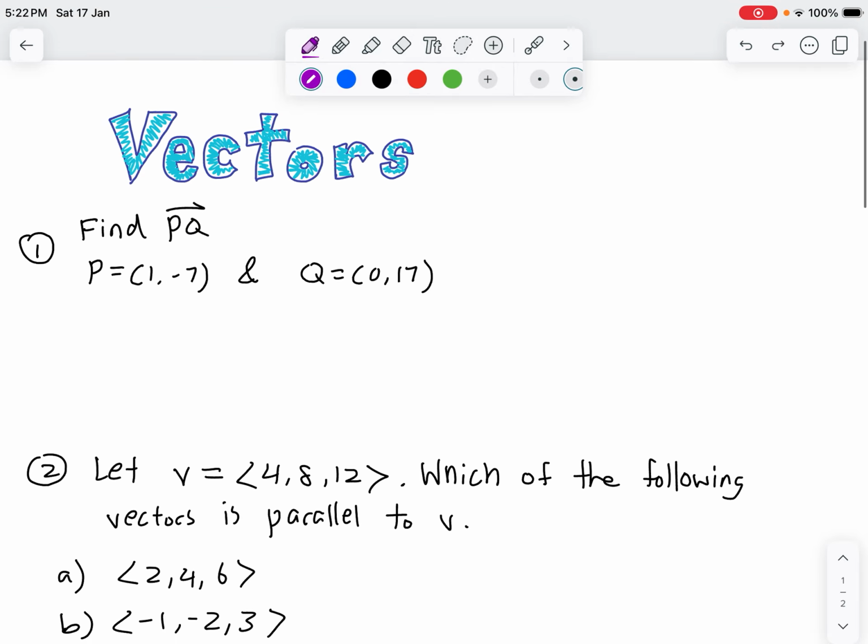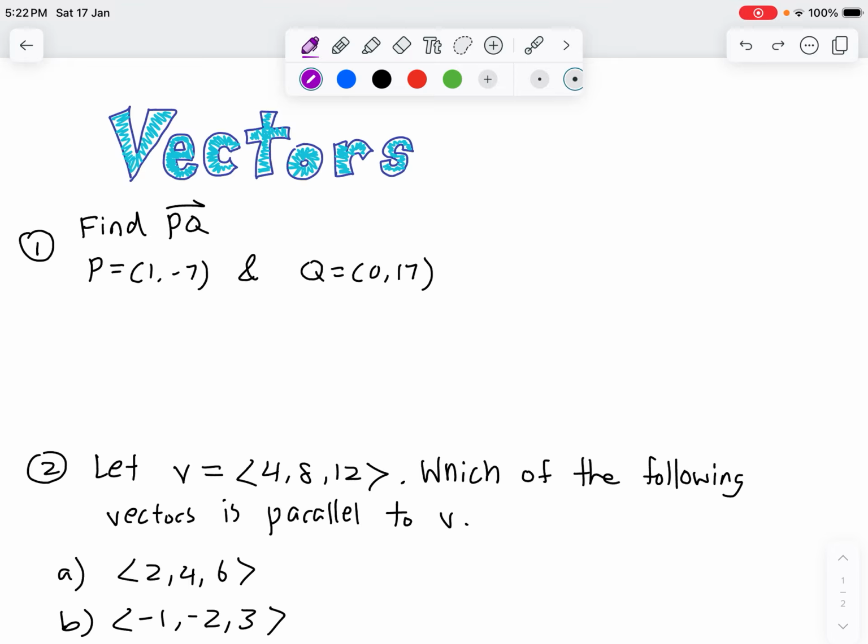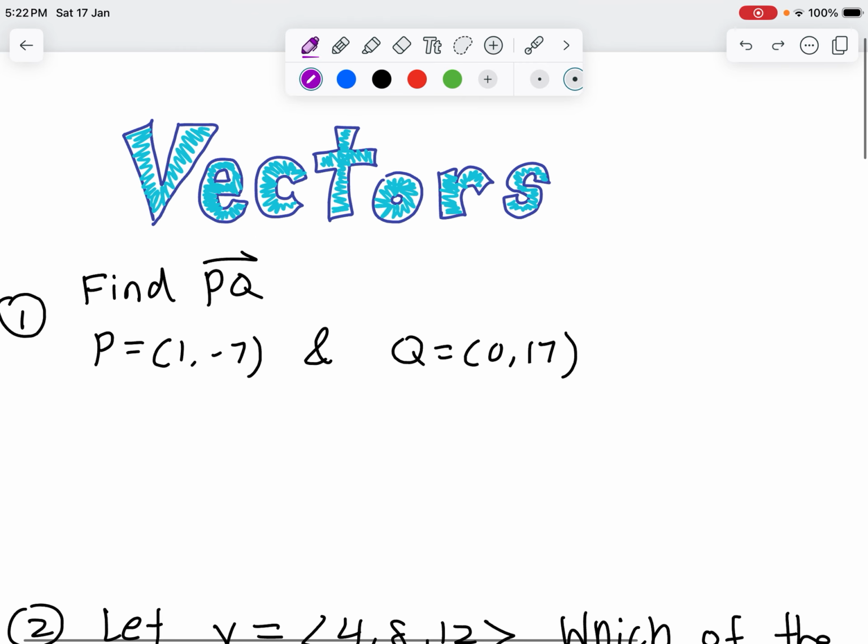So in today's video, we are going to talk about vectors, a whole new topic, and we're diving deeper into multivariable calculus. But this is just an introductory video to vectors. So we'll do it step by step, and I'll try to introduce the topics at the same time. So for our first question, we want to find the vector.